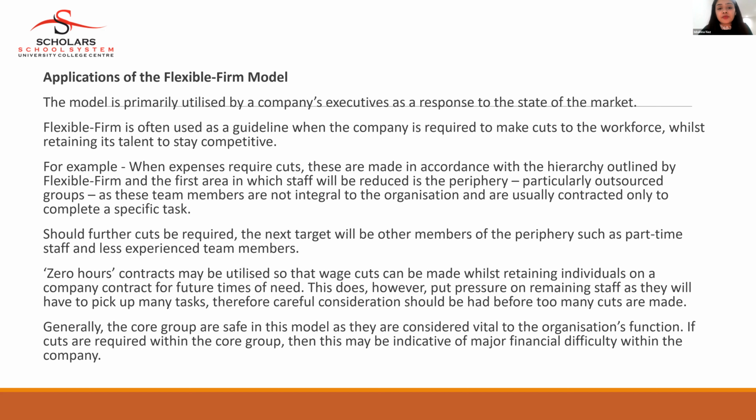So further cuts could be required. The next target will be other members of the periphery, such as part-time staff and less experienced team members, if further cuts are required. Zero-hour contracts may be utilized so that wage cuts can be made whilst retaining individuals on a company contract for future times of need. Generally, like I mentioned before, the core group are safe within the model because they have the high skills, okay?